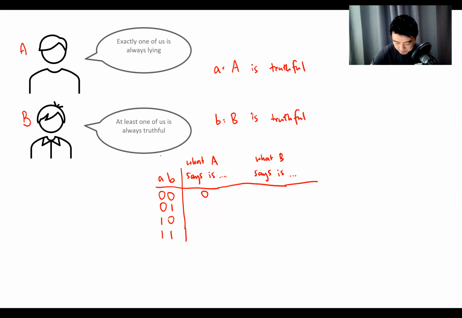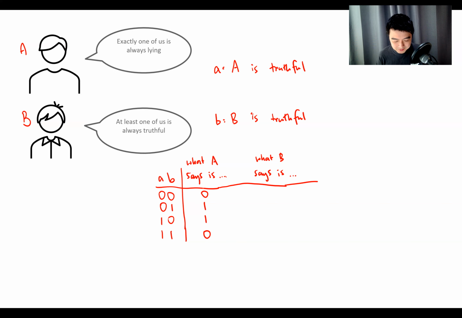But what about this second case? A is lying, but B is telling the truth. So is it true that exactly one of us is always lying? Yes, what they're saying is true. In this case, yes, what A is saying is true. What about the last case? Well, again, A is saying exactly one of us is always lying. That is false in this case. So take a second just to convince yourself that this represents what A is telling us.